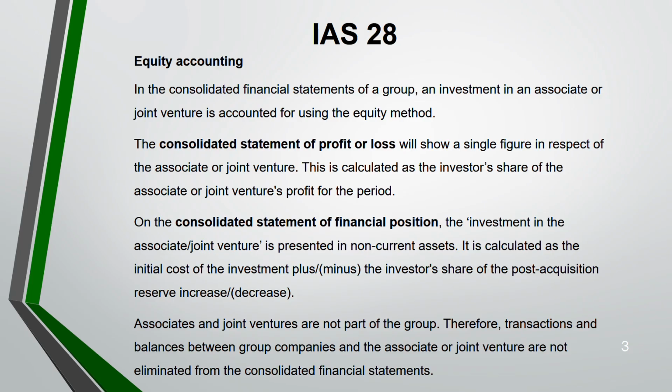Now, remember, associates and joint ventures, we do not consolidate them. Why? They are not part of a group. So therefore, any transactions and balances between the group companies and the associate, and group companies and the joint venture, are not eliminated from your consolidated financial statements. Unlike a subsidiary. What happens with a subsidiary? When you own more than 50%, any transaction with the subsidiary is eliminated on consolidation. All intergroup transfers and balances are eliminated in consolidated financial statements, but not for associates and joint ventures.